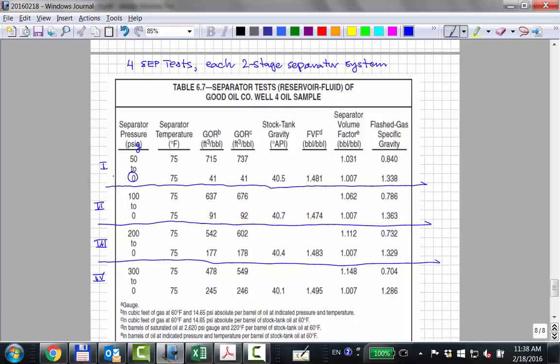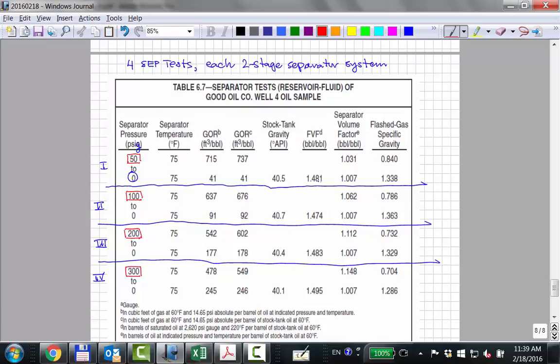So what you can see is that the only thing that changes from one to the next is this first stage separator pressure. And what they're looking for is, they want to make the most oil. So they want this FVF to be the smallest possible. Shrinkage by 3, shrinkage by 2, shrinkage by 1 is no shrinkage. So you want the Bo to be as small as possible.